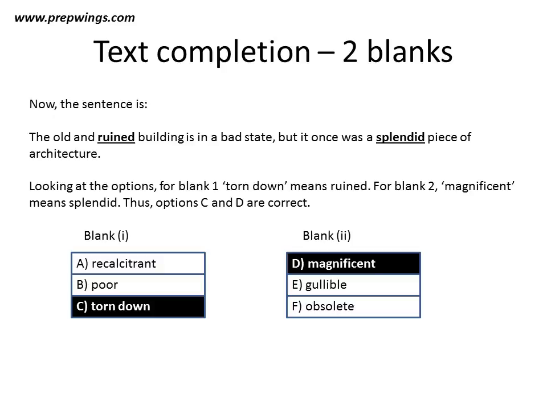Now looking at the options for blank 1, torn down means ruined. So option C is correct for blank 1. For blank 2, magnificent means splendid. So option D is correct for blank 2. Thus options C and D are the correct options. This is how we deal with text completion questions of two blanks. Thanks a lot for watching this video.